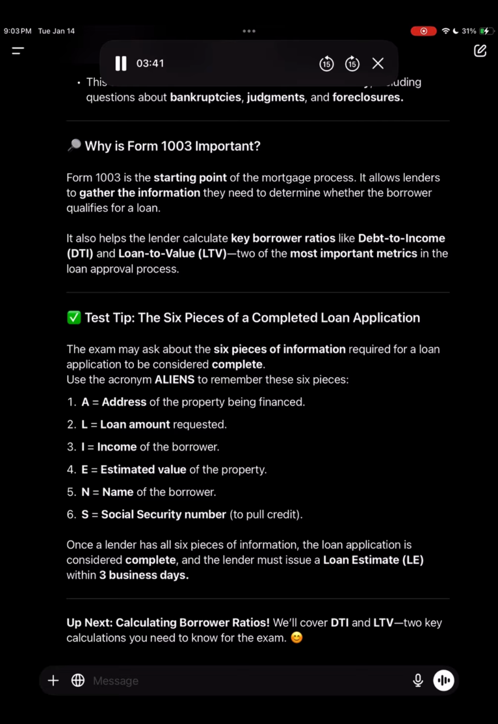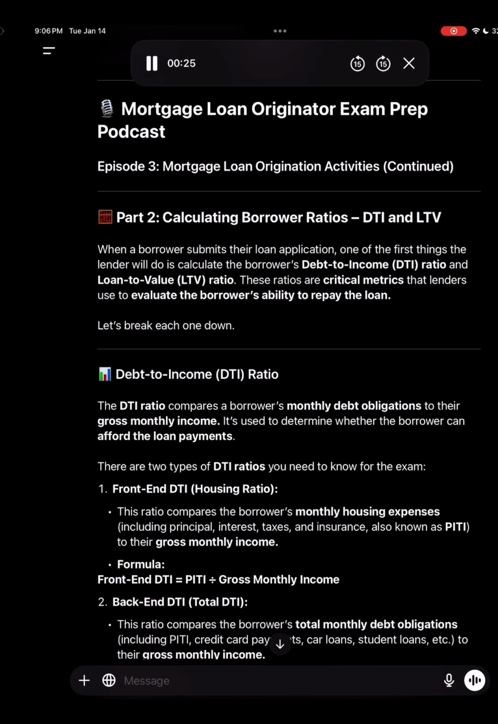Once a lender has all 6 pieces of information, the loan application is considered complete, and the lender must issue a loan estimate, LE, within 3 business days. Up next, calculating borrower ratios. We'll cover DTI and LTV, 2 key calculations you need to know for the exam.